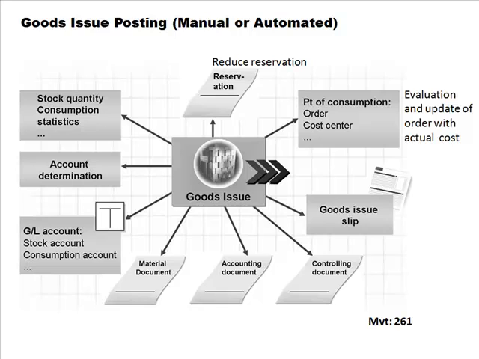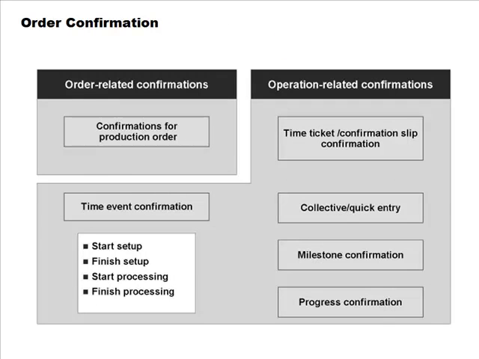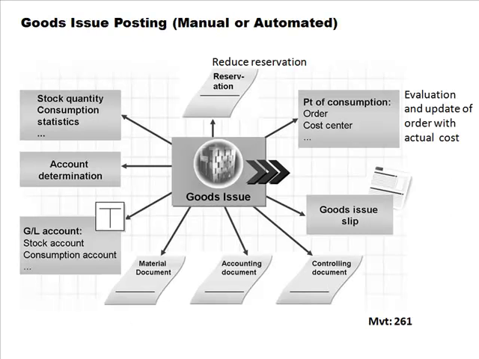Then you will have to update the stock from whatever storage location the stock has been withdrawn. So that is done. And then you can update the order with the actual cost, because some material has been allocated now to the order. The order has consumed that cost, so that can be done. So you're doing those kinds of things: evaluation and updating of the order with actual costs. That is done here.